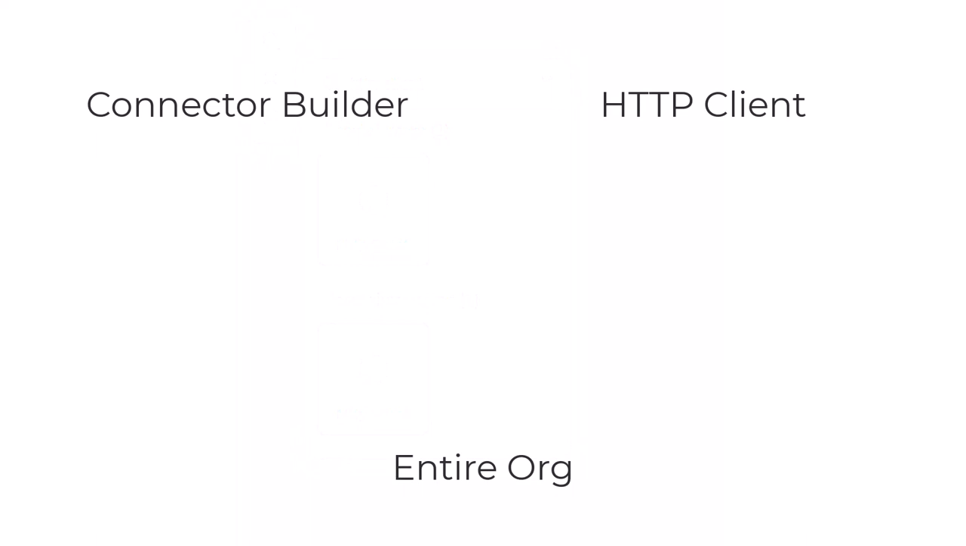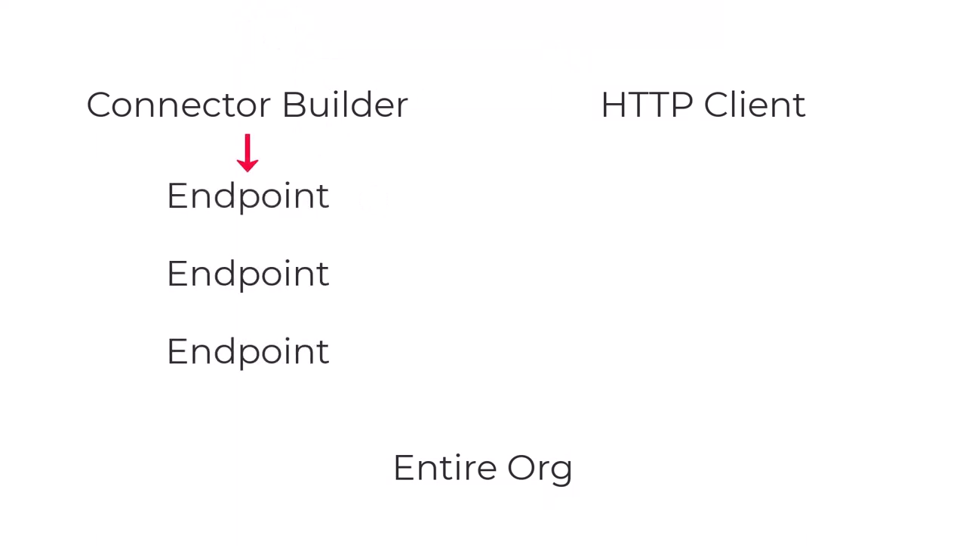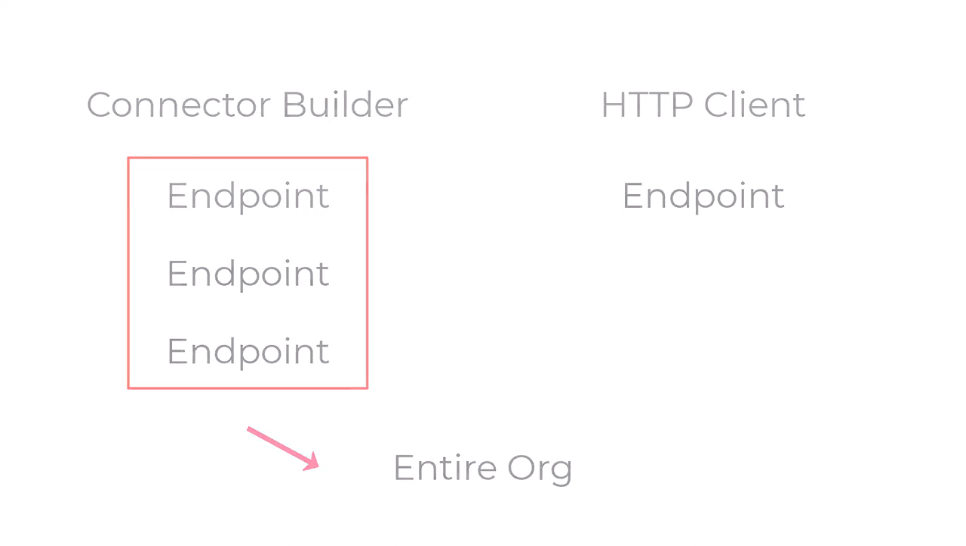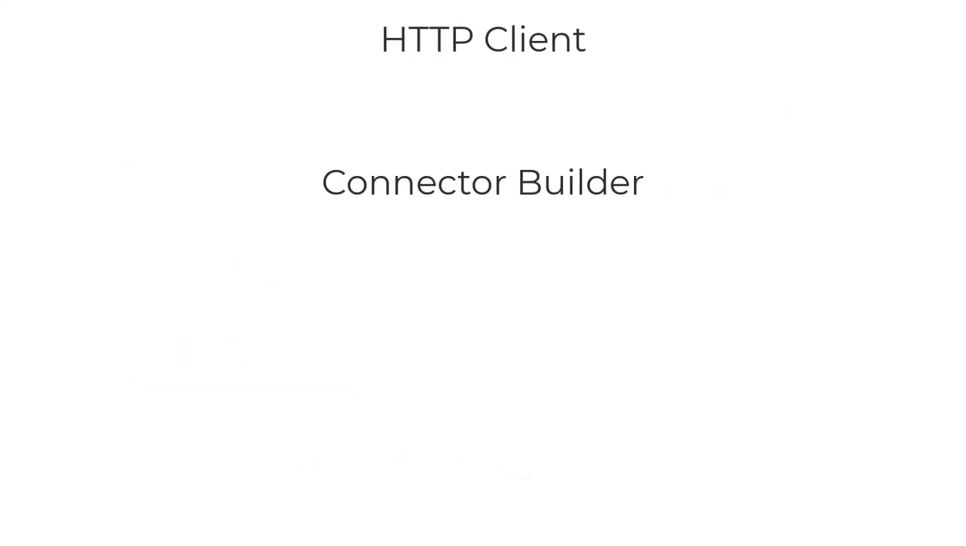How you build each reusable endpoint in the connector builder is the same as building that endpoint using the HTTP client connector. The big difference, or feature extension from HTTP, is that you use the connector builder to package these single endpoints into operations and deploy the connector to your entire organization. Consider that the connector builder is an extension of the HTTP client connector.